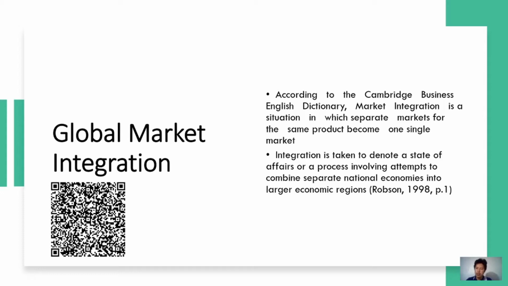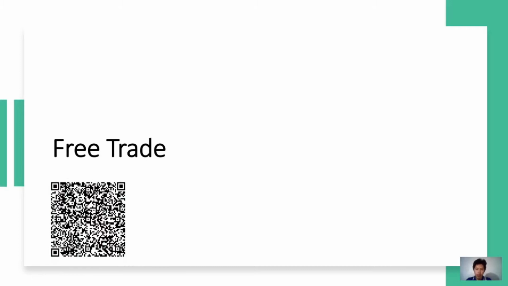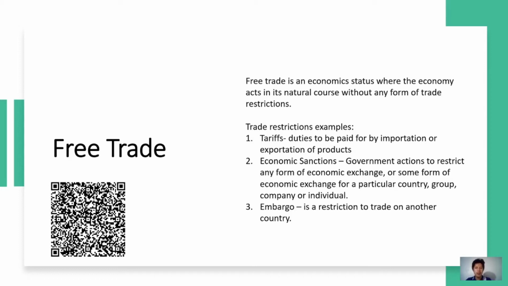Now, this market integration is only possible through free trade. And what is free trade? Free trade is an economic status where the economy acts in its natural course without any form of trade restrictions. Now, what are examples of trade restrictions?